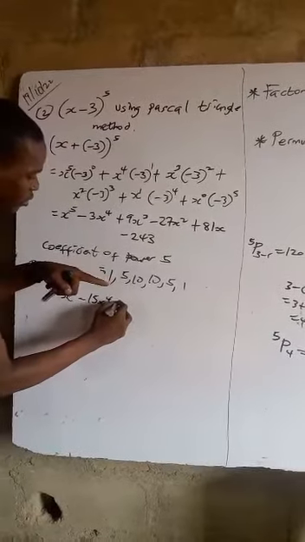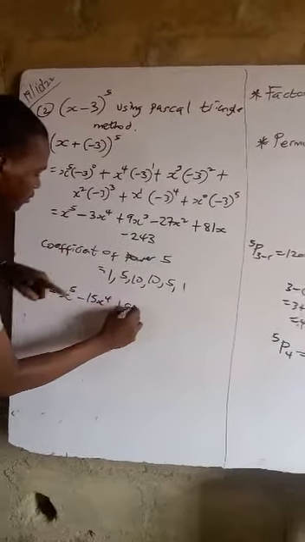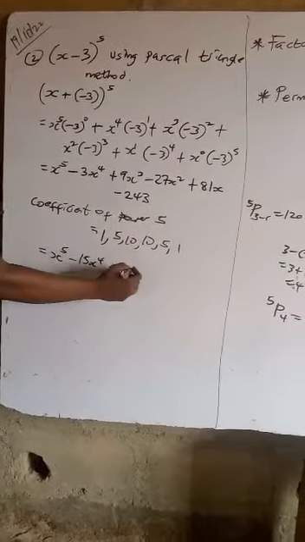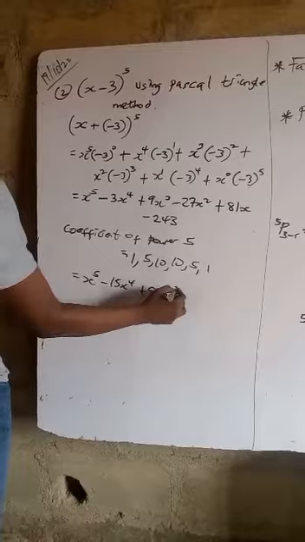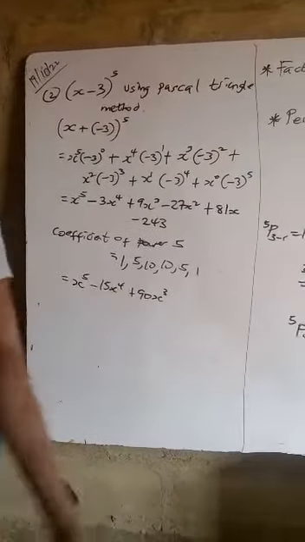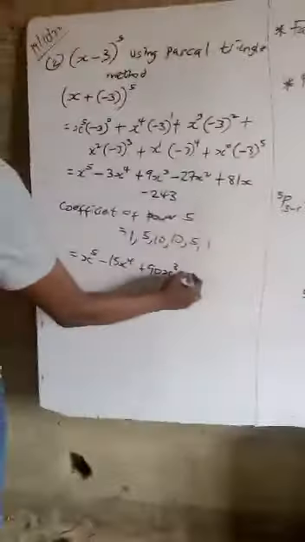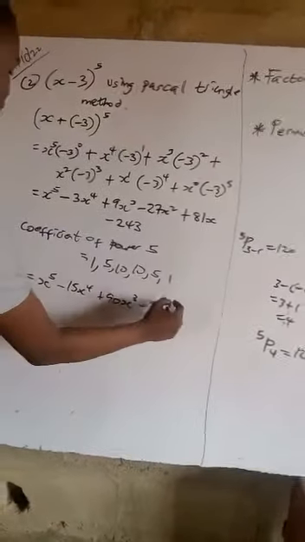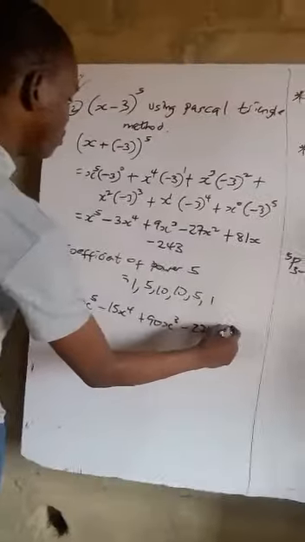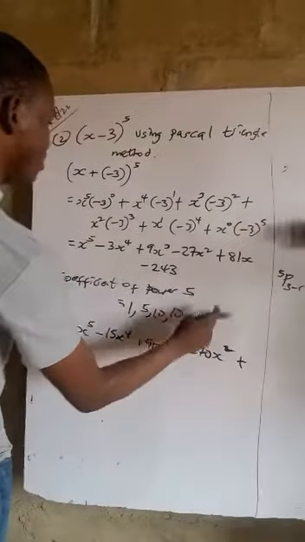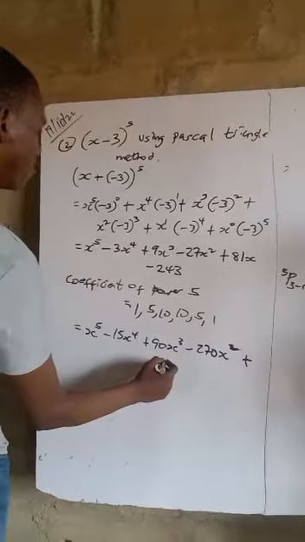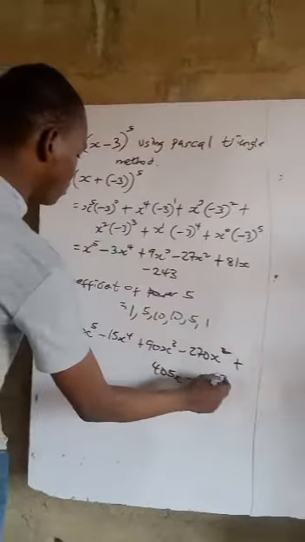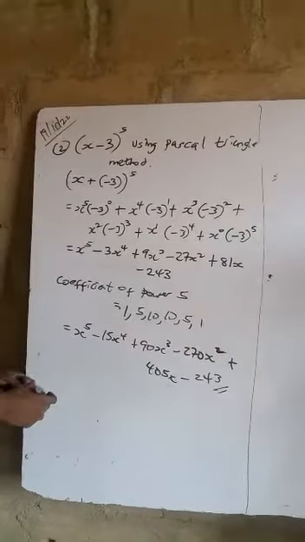Then plus 90x raised to power 3, minus this one, 270x raised to power 2. Then plus 5 times this is what? That will be 405x, then minus 243. So this is going to be the final answer for it.